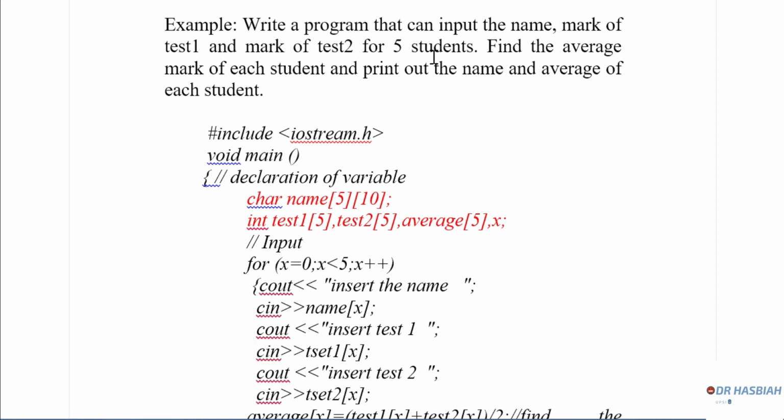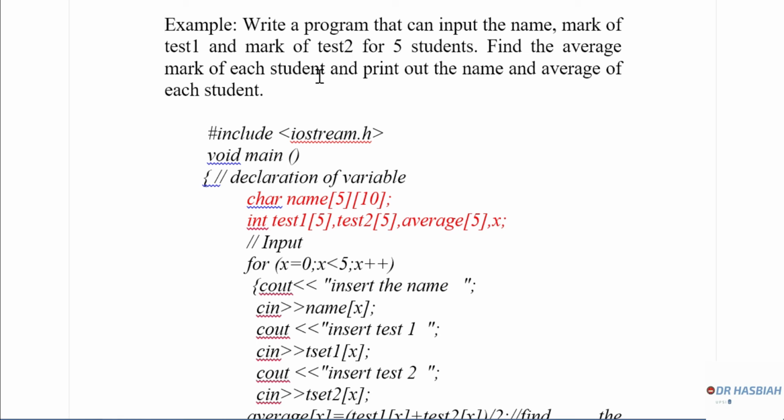Because we have the name, which you can declare as char, and the marks for test 1 and test 2 as integer. How many students? The size is 5. We have 5 students, so the size of the array is 5. After that, we have to find the average mark of each student.